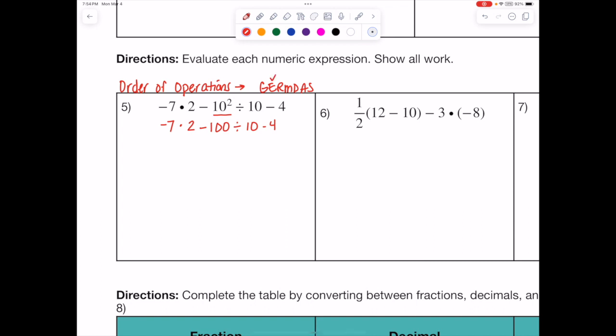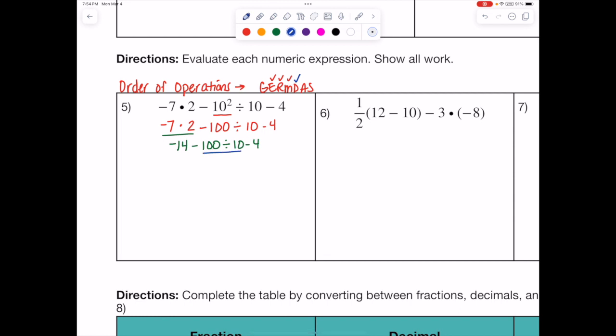Our exponents are done, so now we're on any roots or anything like that. We don't have that, so now we're on multiplication. And so I do see some multiplication. So I have this right here, and I'm going to underline it. So 2 times negative 7 is negative 14 minus 100. And you can see how you have to really slow yourself down with all this. Okay, and everything's getting brought down. All right, any more multiplication? Nope, so we're on to division. Okay, we do any multiplication, division, whichever comes first from left to right.